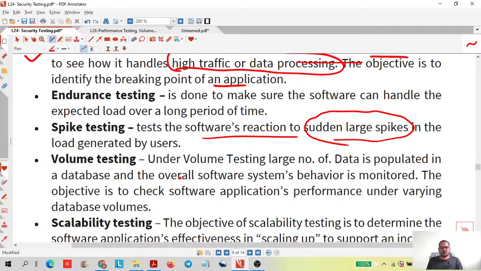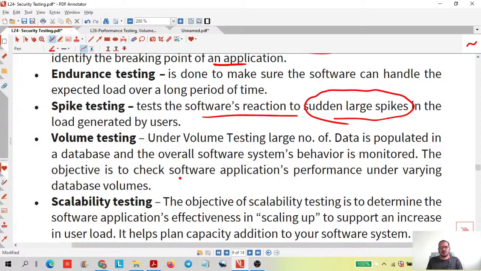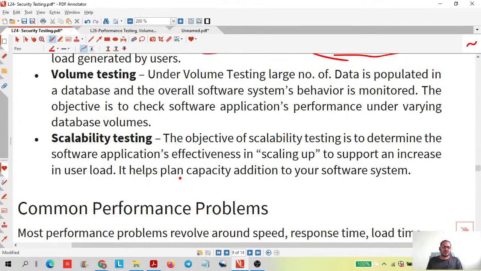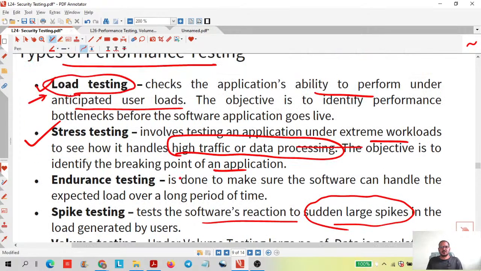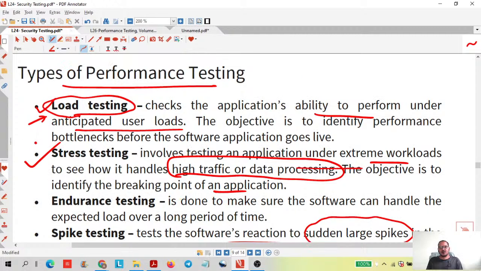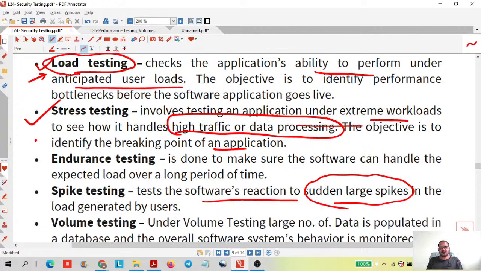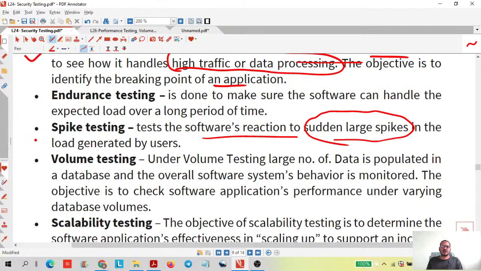Volume testing: a large amount of data is populated in a database and the overall software system behavior is monitored. Sometimes you get confused about the difference between volume testing, stress testing, load testing, and performance testing. See, all these, load, stress, spike, endurance, and volume testing, are all types of performance testing.